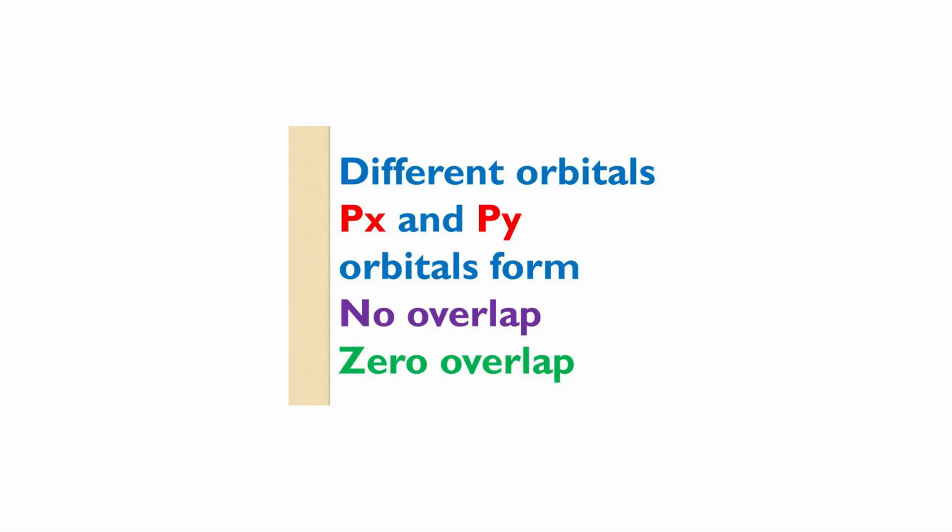What about question B? Mixing px orbital with the py orbital. Both orbitals are different. The px orbital is mixed with the py orbital. The orientations are different and out of phase. Hence it is zero overlap. There is no overlapping between the different p orbitals px and py. Different orientation and out of phase, hence it is known as zero overlap.